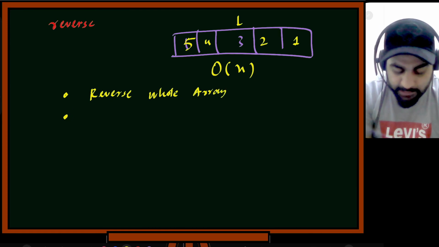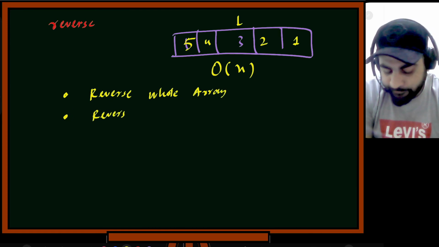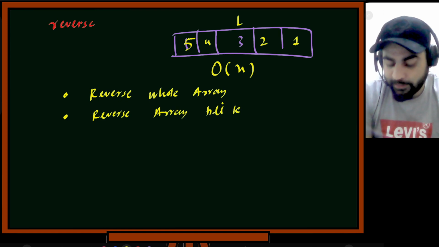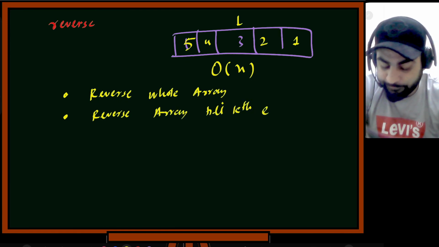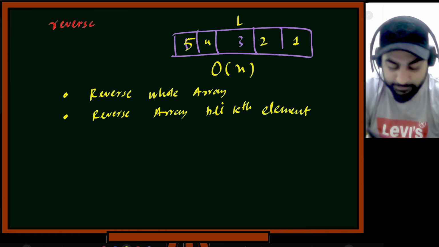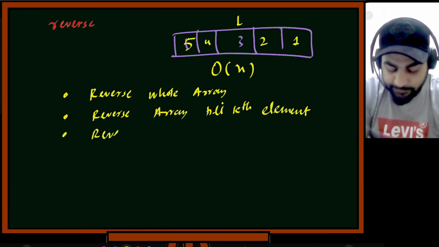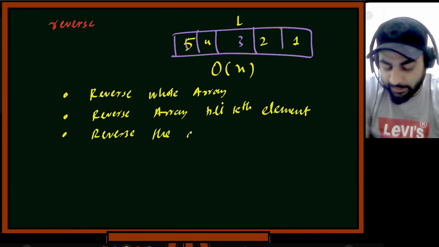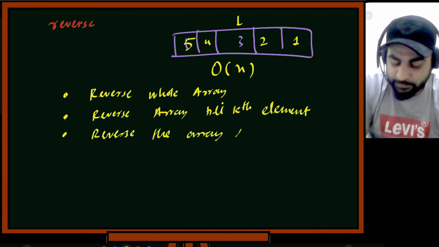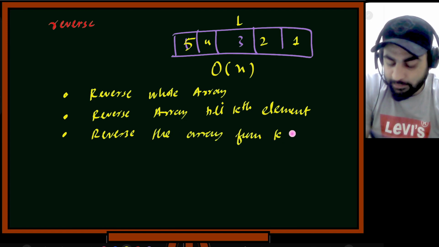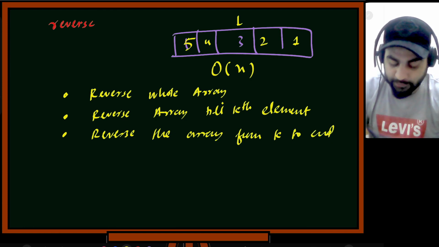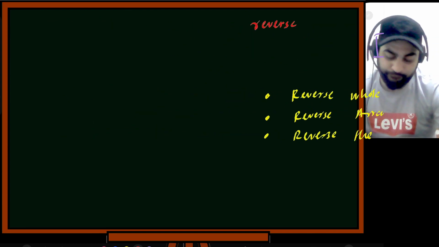Then the other thing is you reverse the array till k, till the kth element. And the last operation is reverse the array from k plus 1 to the end. This is 0 to k. This is the algorithm that we saw here.